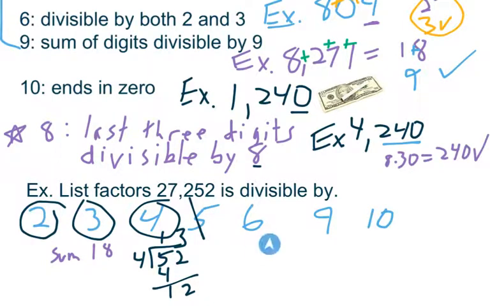Let's check 6. Is it divisible by both 2 and 3? Sure is. They're both circled. So it's divisible by 6. 9 is the same rule as 3, except we want to see if 9 will go into it. So we added the digits up and got 18. And then will 9 go evenly into 18? Yes. So we're going to circle the 9. And our last one is 10. Just look at the last digit for 10. Does it end in a 0? Nope. So it's not going to be divisible by 10.